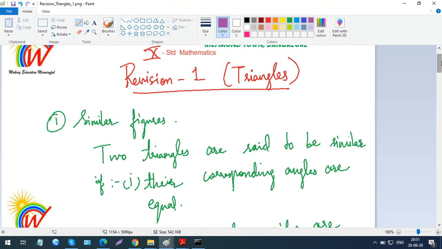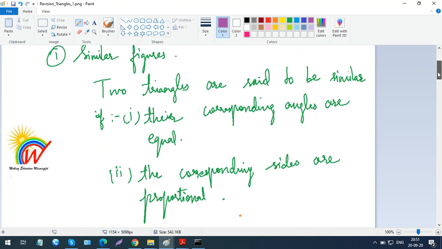Now when will you say that two triangles are similar? The statement says two triangles are said to be similar if their corresponding angles are equal and the corresponding sides are proportional. Only 2 rules. The angles should be equal and the corresponding sides are proportional. I have taught you all this. This is just a revision.